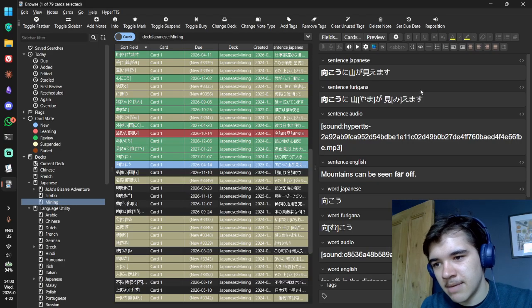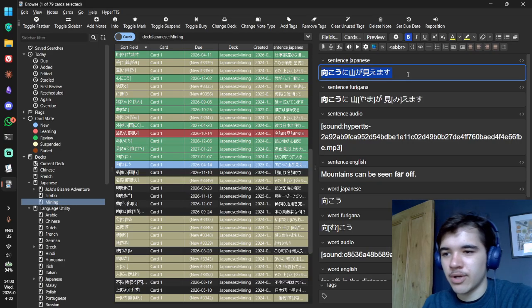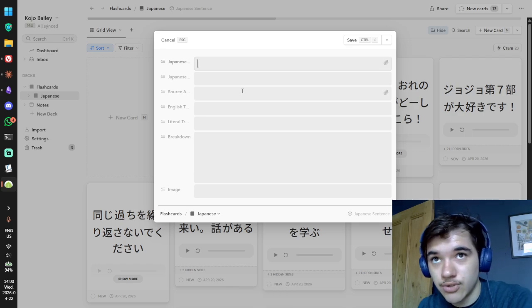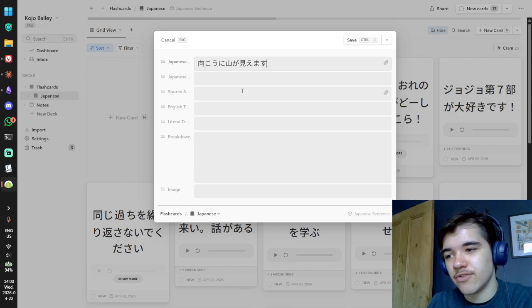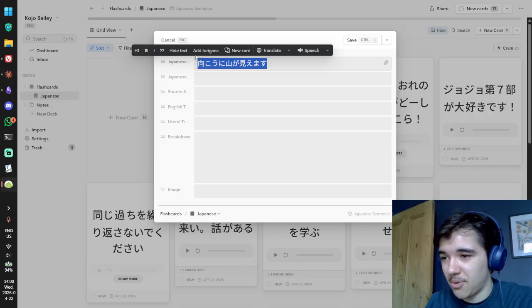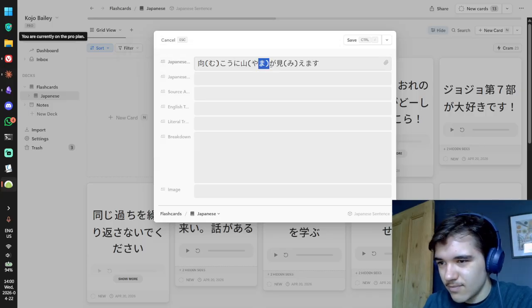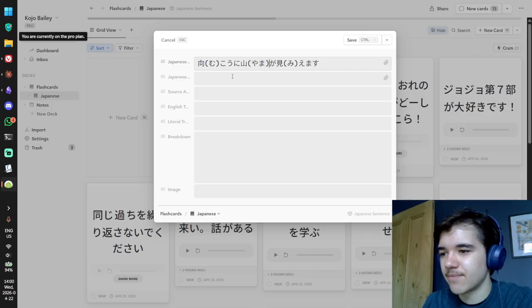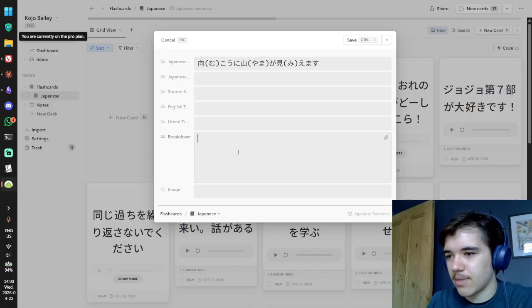Mukou ni yama ga miemasu. Mountains can be seen far off. This one also came to me, or at least was relevant in the train, because on the train to Tokyo, we were trying to see Mount Fuji. We missed it both times, by the way. Don't know how, but one time was because it was pitch black outside because we came at nighttime.